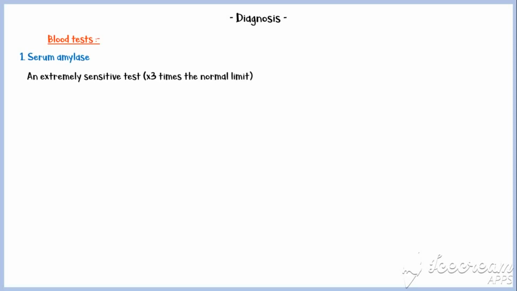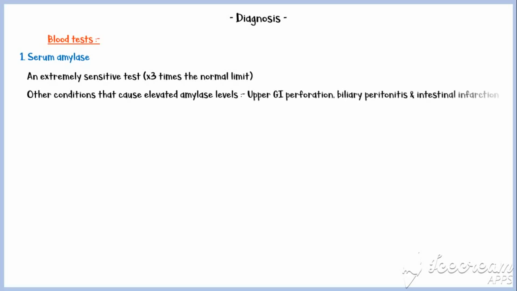Now let's discuss about the diagnosis of acute pancreatitis. Blood tests and imaging tests are the mainstay of diagnosis. Serum amylase is an extremely sensitive test if it is 3 times more the normal limit. However, other conditions that increase serum amylase should be excluded. These include upper gastrointestinal perforation, biliary peritonitis, and intestinal infarction.